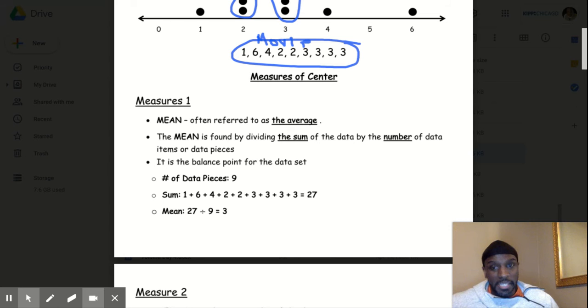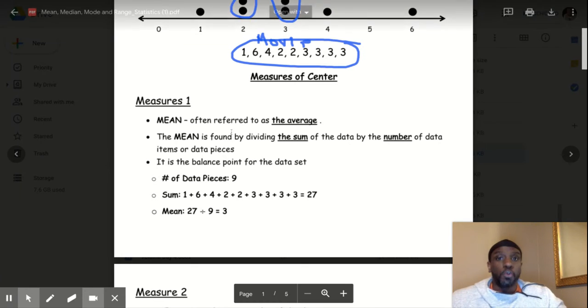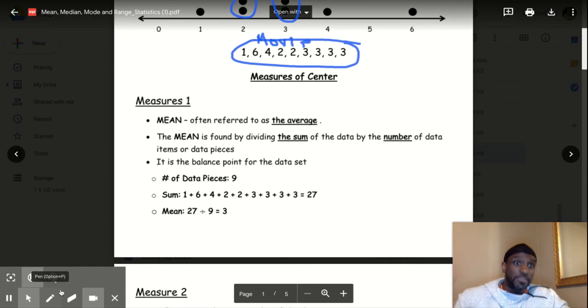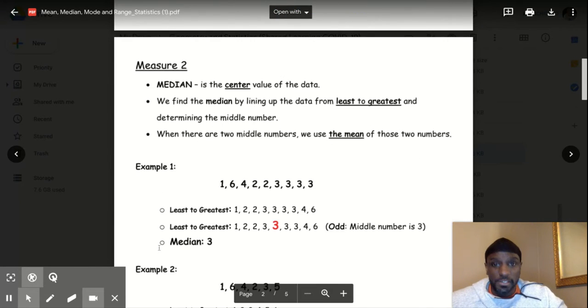Add up all your data. How many data points do you have? You take the sum and divide it by how many points you have. You found the mean. So the mean of this data up here is 3. Got it? Okay, now, next one.